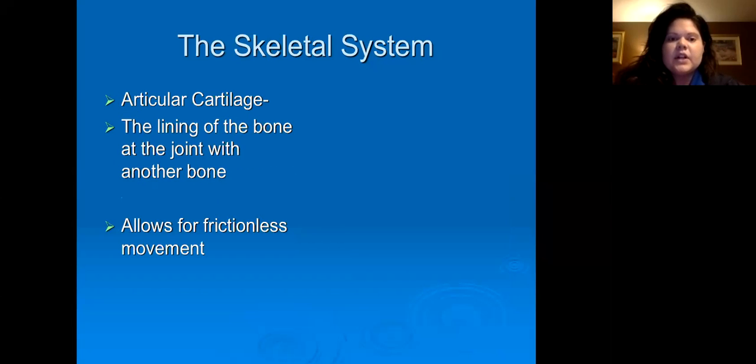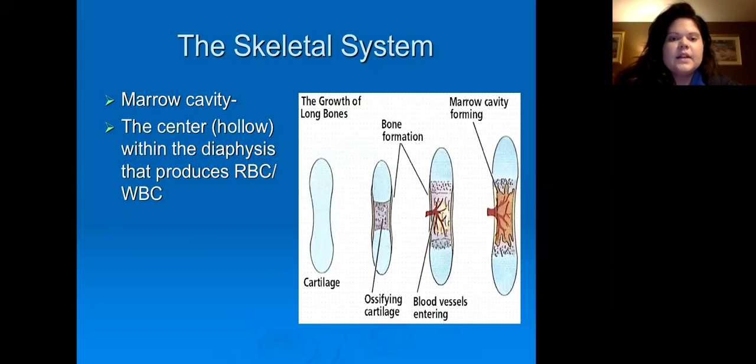Your articular cartilage is the lining of the bone at the joint with another bone, and it allows for frictionless movement. So in any areas that you have your joint, your elbow, knees, things like that. Marrow cavities, the center is going to be hollow within the diaphysis, and it's going to be where the RBCs and WBCs are produced. Mainly, it also houses the bone marrow.